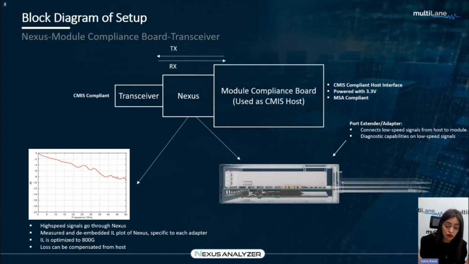Now I wanted to show you this to show you that Nexus supports 800 gig traffic. And so it allows for the passage of high-speed signals with no interruption whatsoever. And the loss is optimized for 800 gig. And then we also have diagnostic capabilities on the low-speed signals, also allowing you to tap into those with no interruption from Nexus whatsoever.